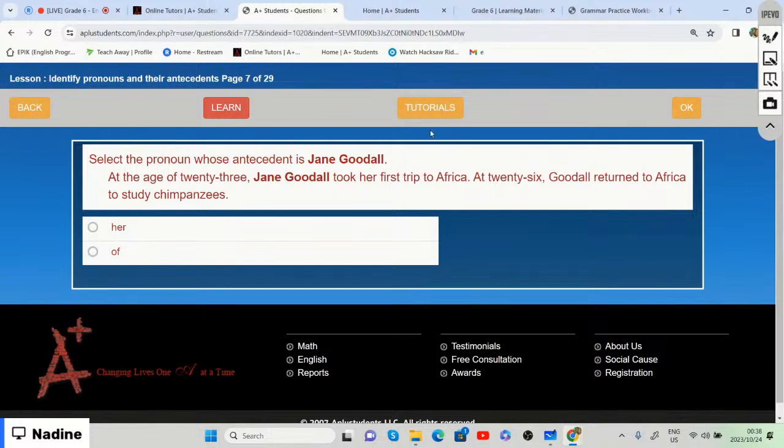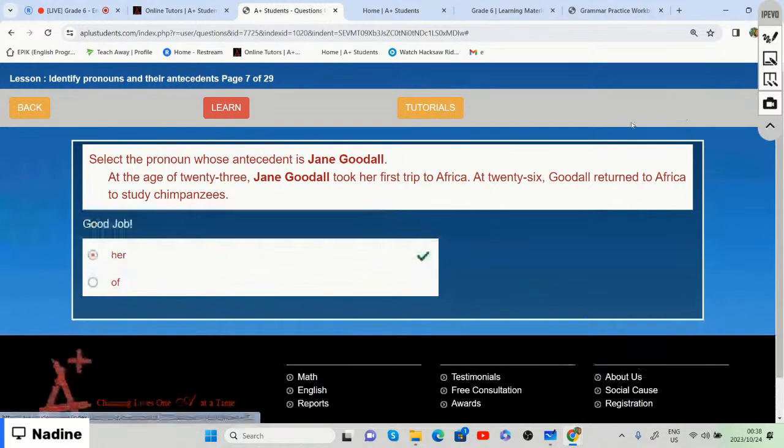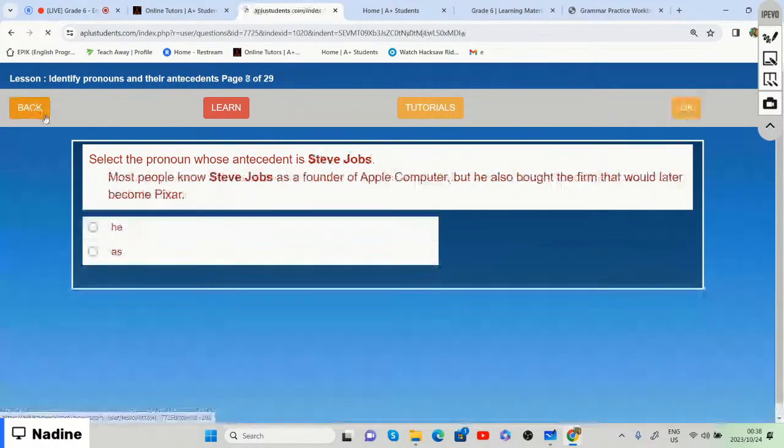All right, so if we select the pronoun, we can say it is her. And her refers to Jane Goodall, who is being referred to as our antecedent. And her is correct.